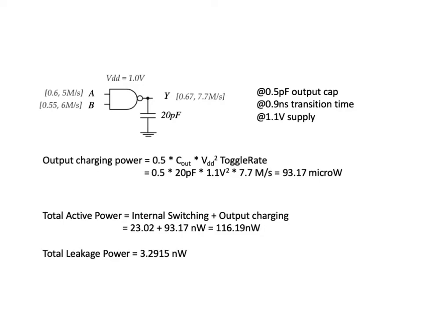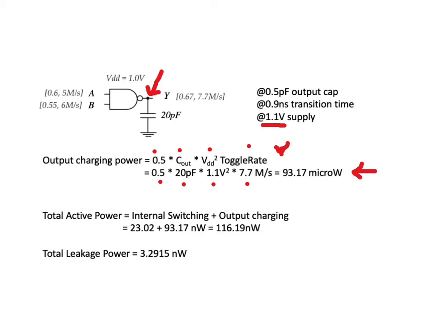We also need to estimate the energy and power that is consumed for charging the external load at the output here, and this is given by half C VDD squared times the toggle rate of the output Y. In this case, for illustrative purposes, I've used a 1.1 volt supply, so 0.5 times 2.20 picofarad times 1.1 volt squared times 7.7 mega toggles per second gives rise to 93.17 microwatts for the output charging power.